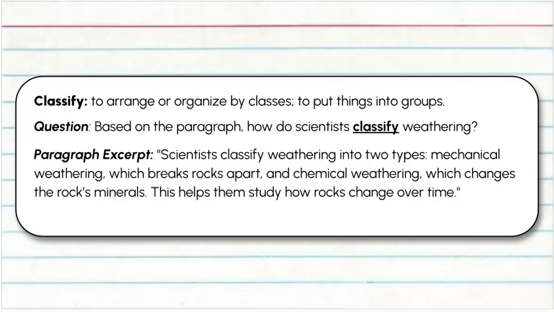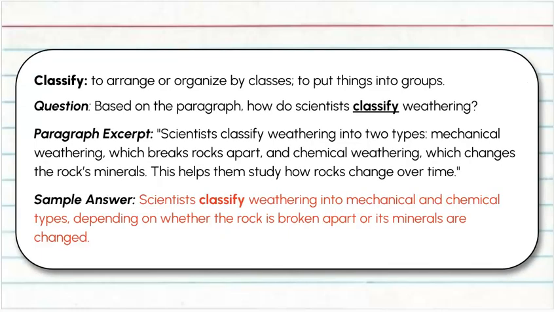Let me read that again. Scientists classify weathering into two types, mechanical weathering, which breaks rocks apart, and chemical weathering, which changes the rock's minerals. This helps them study how rocks change over time. Did you notice what I did there? I noticed something didn't seem right, and I reread it. You should do that too. So, does that help us classify? Of course it does. Scientists classify weathering into mechanical and chemical types, depending on whether the rock is broken apart or its minerals are changed.